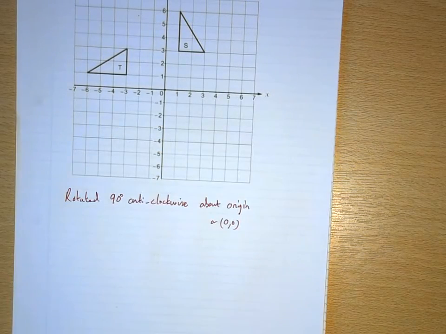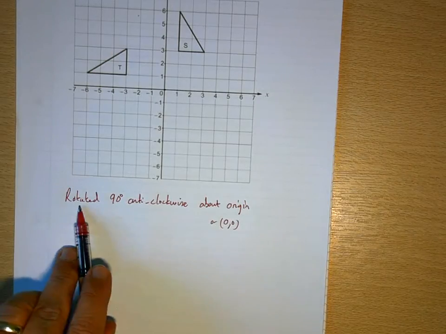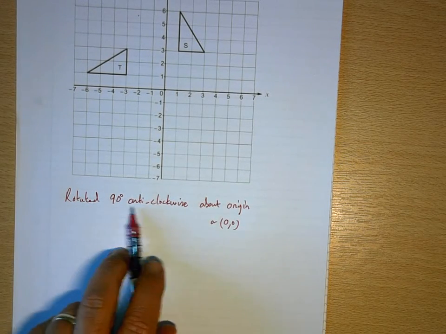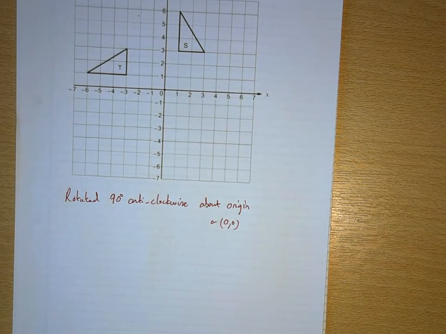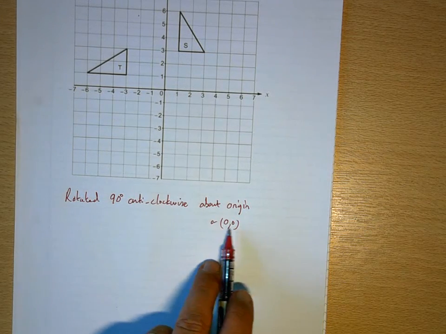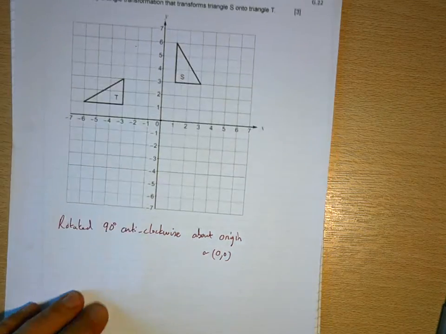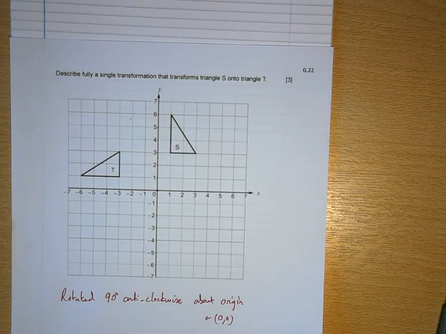So 3 marks, 1 mark for recognizing it's a rotation, 1 mark for the turn, 90 degrees anti-clockwise, and 1 mark for the center of rotation. And that's it. So those are sort of grade C questions on transformations that doesn't take you long to revise, and should reap quite good marks.